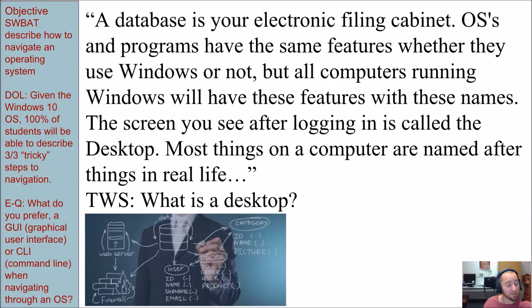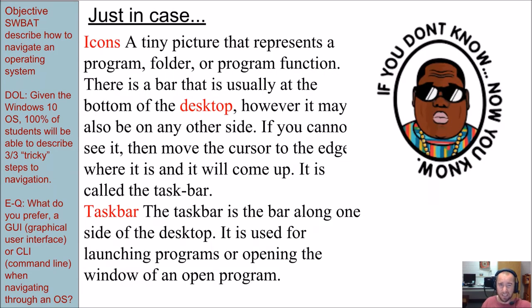I have pens and pencils, so if I wanted to use a word processor or if I wanted to create a document, I could do that too. Now for the database, that would be a separate filing cabinet. You could probably see that behind me. And inside the cabinet, more files and more pieces of paper, hopefully organized in a neat and easily understood fashion. The last thing here, just in case you didn't know this, icons are tiny pictures that represent a program, a folder, or a program function.